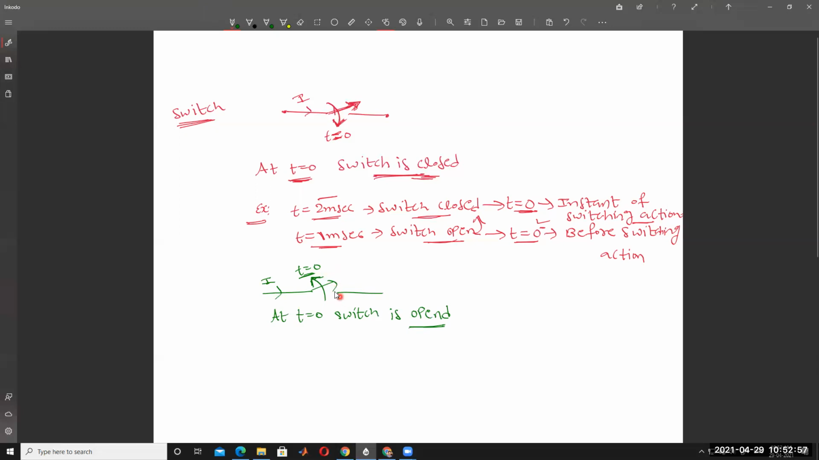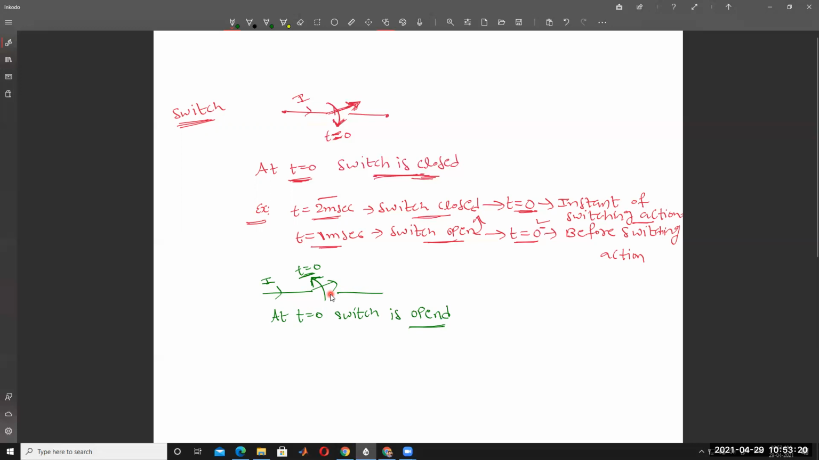Understood? Already the switch is closed. At t is equal to 0, the switch is open. Then only is it possible to open the switch. Am I right? If it is closed, then only it's possible to open. If the switch is already open, opening it again has no meaning. That is not a correct meaning.